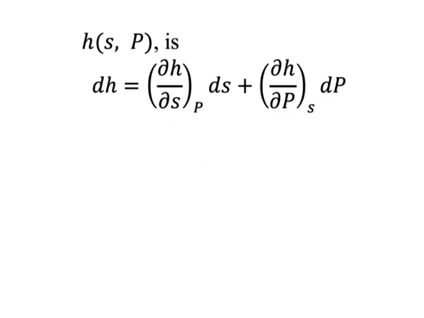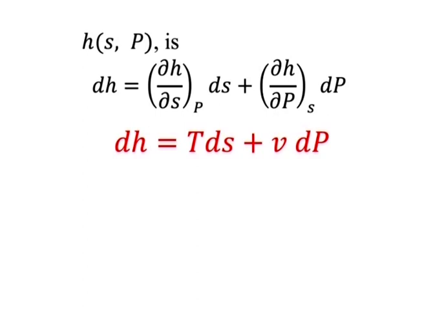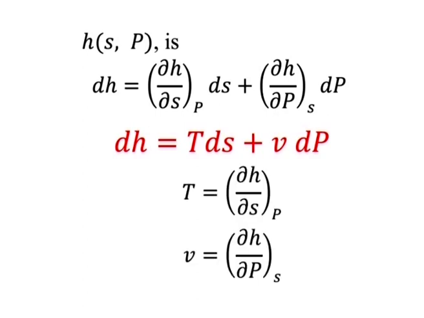The differential of the function h(s,p) is dh is equal to partial derivative of h with respect to s keeping p constant into ds plus partial derivative of h with respect to p keeping s constant into dp. By comparing with Gibbs' second equation, we conclude that T is equal to partial derivative of h with respect to s keeping p constant, and v is equal to partial derivative of h with respect to p keeping s constant.